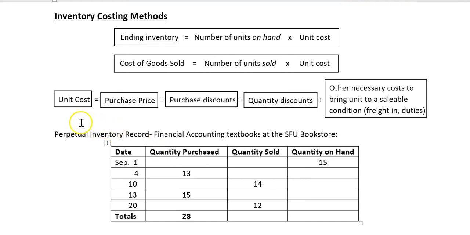How do we determine unit cost? We take purchase price and subtract off purchase discounts and quantity discounts, and we add in all the other necessary costs to bring this unit to a sellable condition. So this would include things like freight in, duties, insurance, storage, etc.